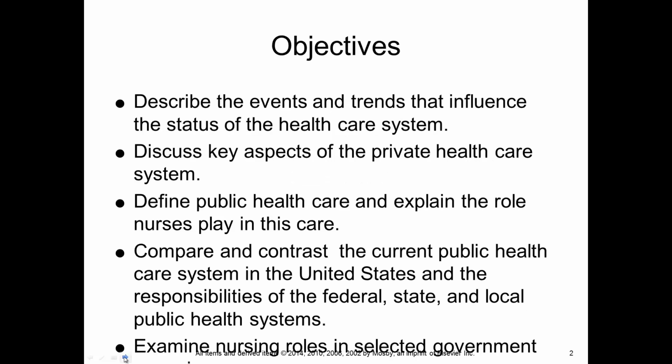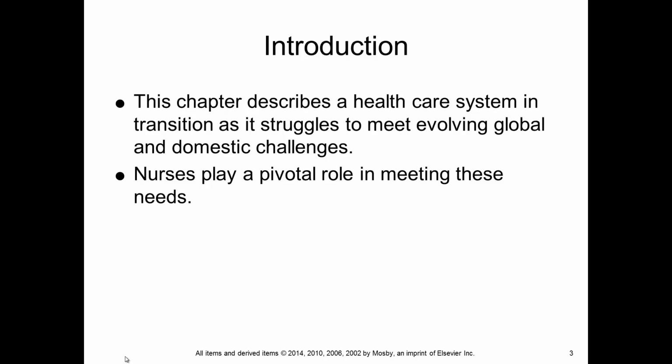The objectives: we're going to look at the events and trends that influence the status of the healthcare system, talk about some of the key aspects of the private healthcare system, look at public health and explain the roles that nurses will play in this care, and then look at some of the public healthcare systems in the United States, and then examine nursing roles in the selected government organizations.